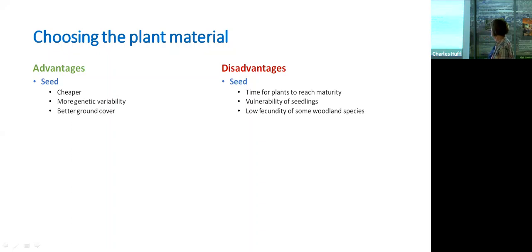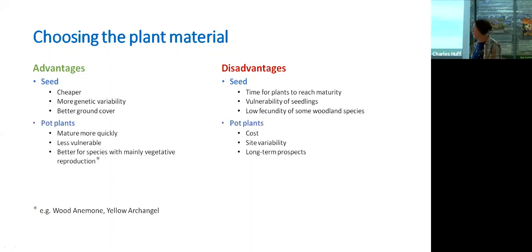So pot plants mature more quickly, less vulnerable, yes. And as I say, for species like wood anemone and yellow archangel, you'll need to use vegetative material. And fortunately, they're easy to propagate. I mean, if you were to dig up a small patch of wood anemone, you'd have loads of material, loads of little rhizomes. Pot plants are obviously a lot more expensive. And as I say, you can't cover the site variability issue in quite the same way. And the long-term prospects won't be good if seedlings won't flourish.